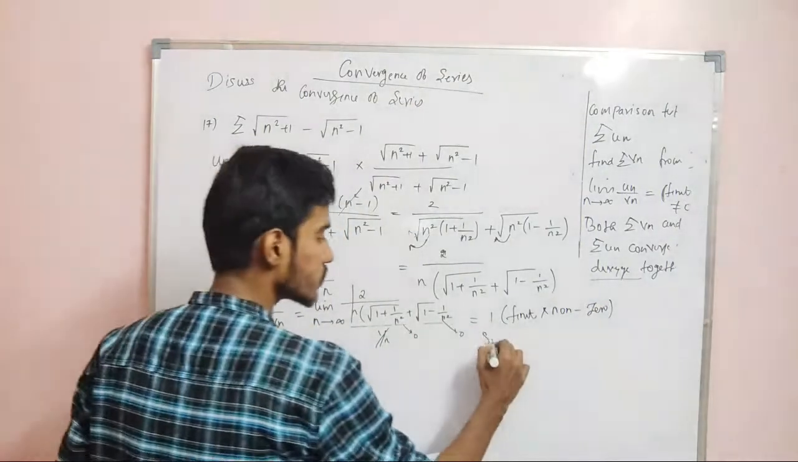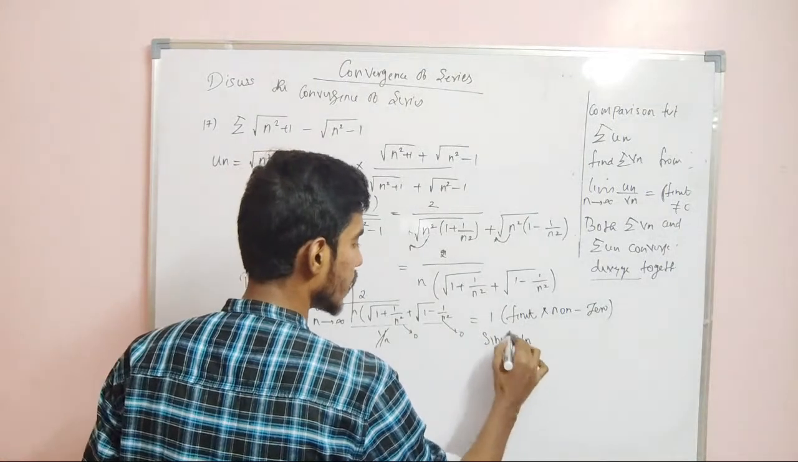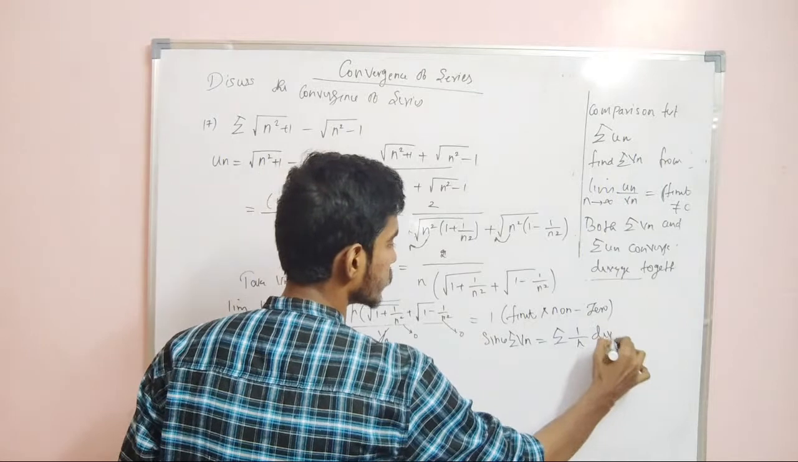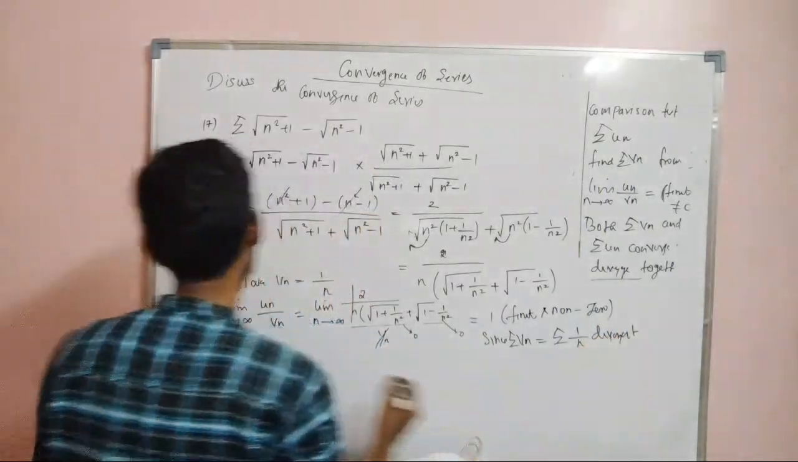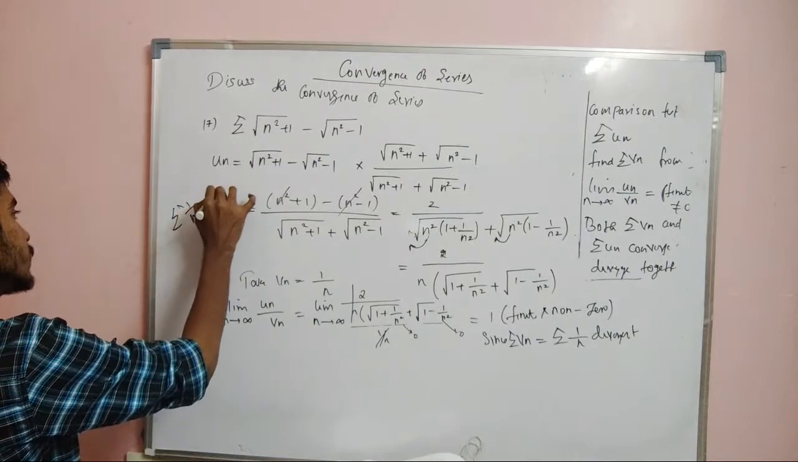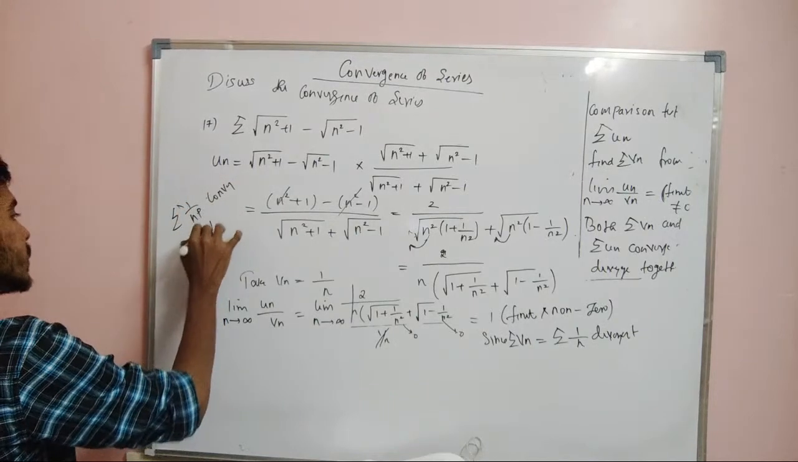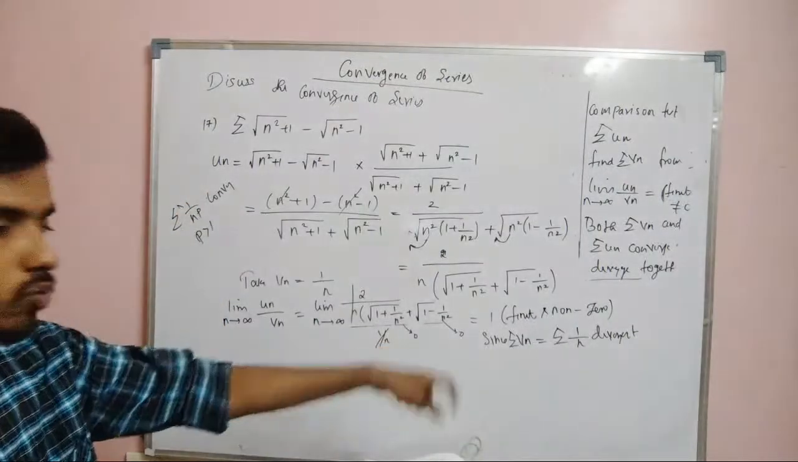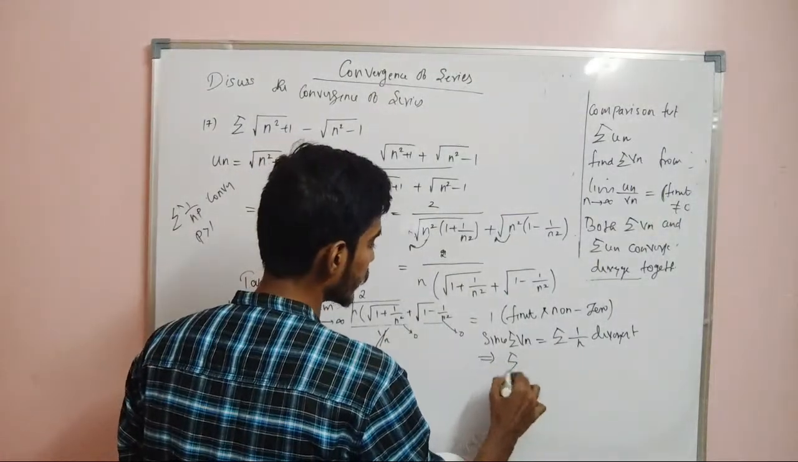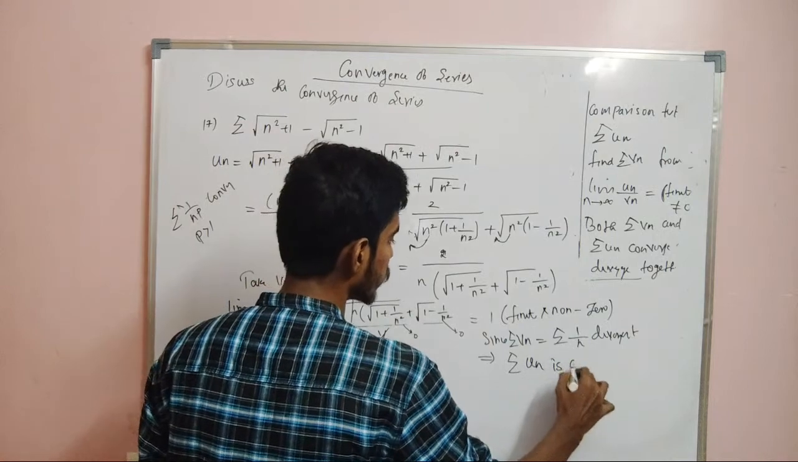So since summation bn is summation 1 by n, which is divergent. Why? Summation 1 by n power p is convergent if and only if p is greater than 1. But here p is equal to 1, therefore the series is divergent. So since summation bn is divergent, therefore the given series un is also divergent.